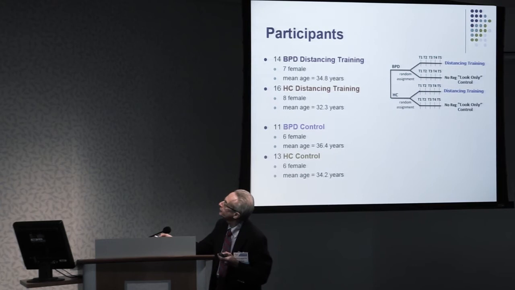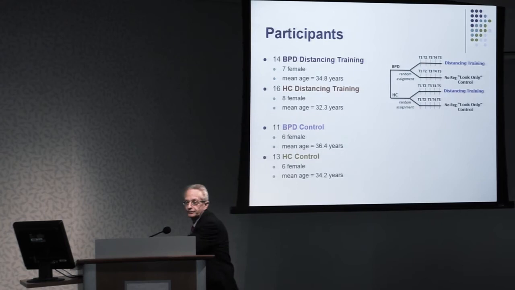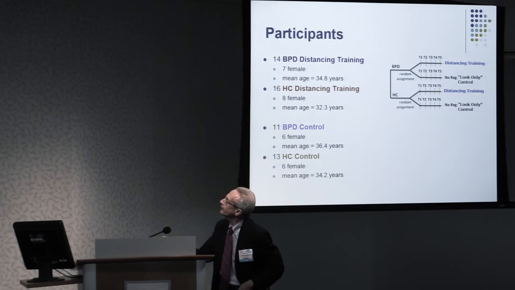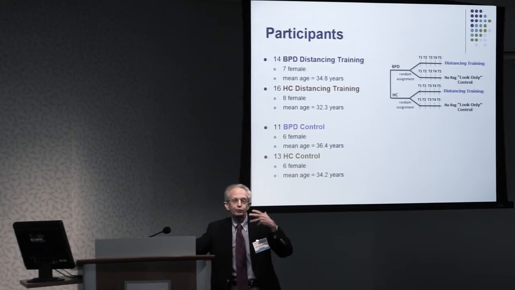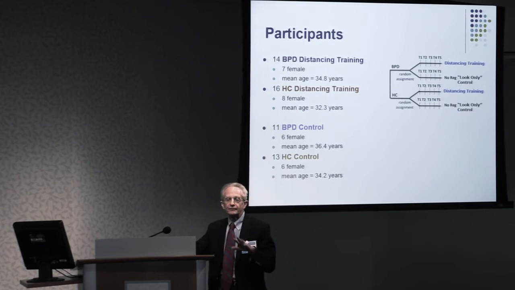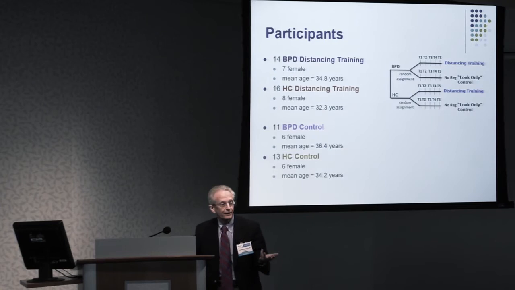So in the distancing arm, they come in T1 the first day. They get the same distancing training that I described before. They go in the scanner and get scanned, just like I showed you before. Then they come in a second day, a third day, and a fourth day, and they get more practice with our research assistants walking them through the process. They practice on 90 pictures over these 4 days outside of the scanner. And then they come back on day 5, and they do it again in the scanner. So we can see if there's any change in the brain activity.